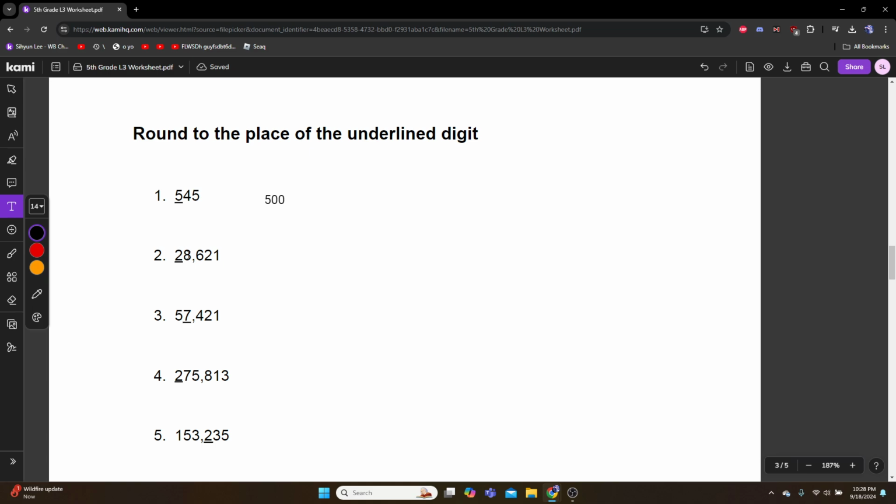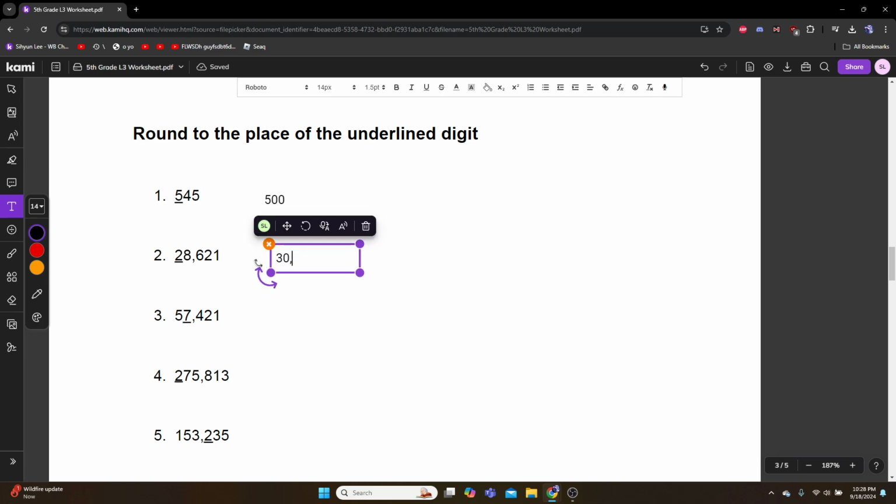Now if we look at number 2, the 8 that follows the 2 is greater than 4. So the 2 would turn into a 3 and then all of these other numbers turn into zeros. Now for number 3, since the underlined one is 7, we only worry about the ones after.